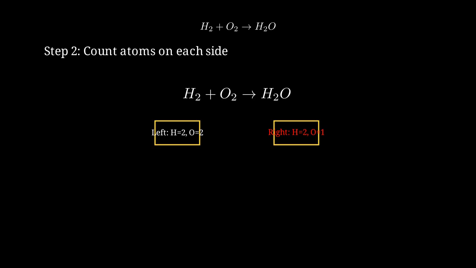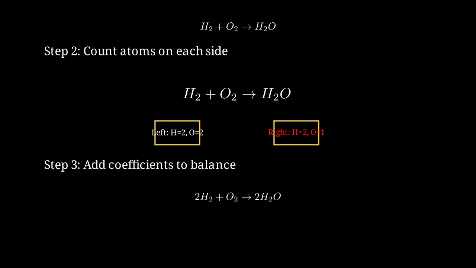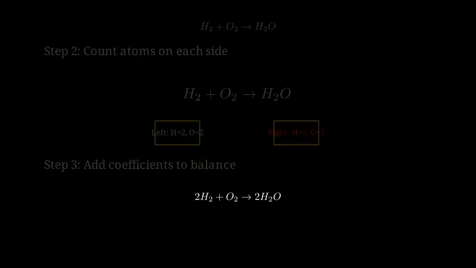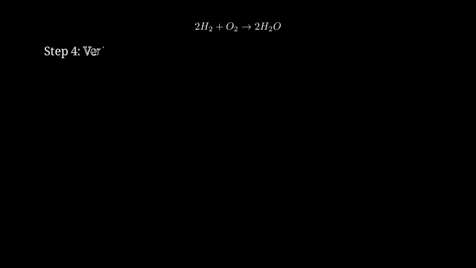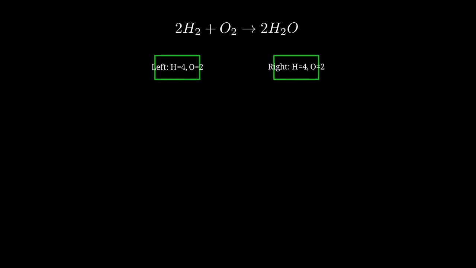This is unbalanced. Step 3. Add coefficients in front of formulas to balance the atoms. We add a coefficient of 2 in front of water and hydrogen to balance everything. Step 4. Always verify that all atoms are balanced on both sides. Now we have 4 hydrogen and 2 oxygen on both sides. The equation is perfectly balanced.